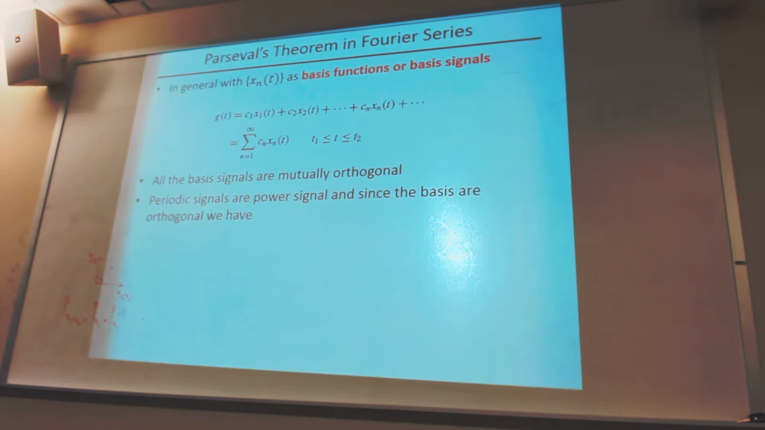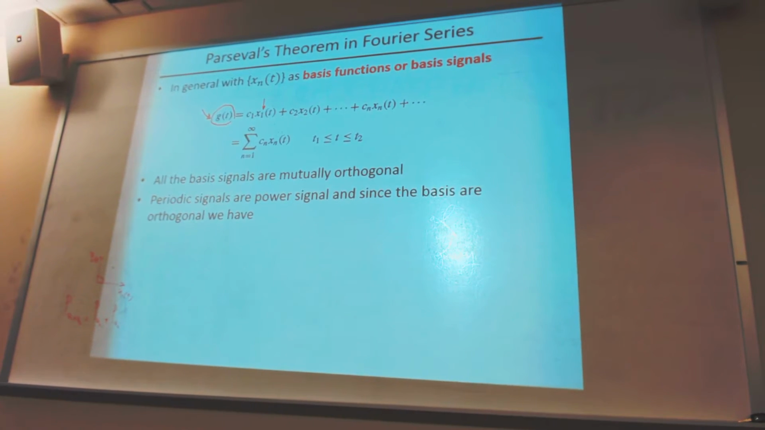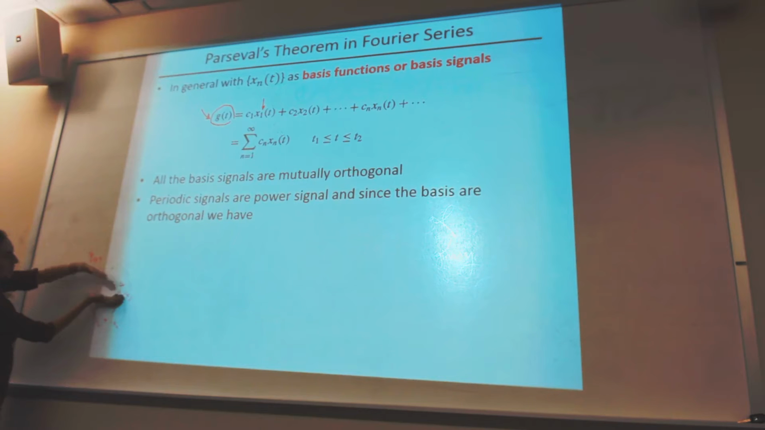Okay. So in this case, we want to find the power of g(t). We already know that if I have these basis signals x1, x2, x3, which are cosines or sines or exponential terms, all of them are orthogonal. Good. So if I want to find the energy here, I just find the energy of this, energy of that, etc., and add them. Because they're orthogonal, I can just add the power simply.